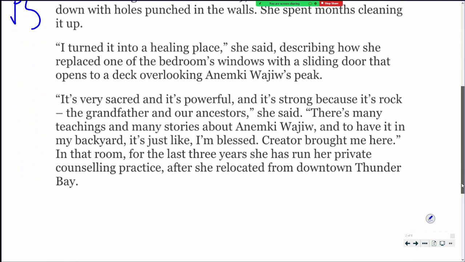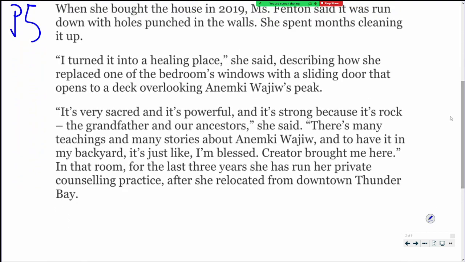"It's very sacred and it's powerful, and it's strong because it's rock, the grandfather and our ancestors," she said. "There's many teachings and many stories about Anemki-Waji, and to have it in my backyard, it's just like I'm blessed. Creator brought me here." In that room, for the last 3 years, she has run her private counseling practice after she relocated from downtown Thunder Bay.